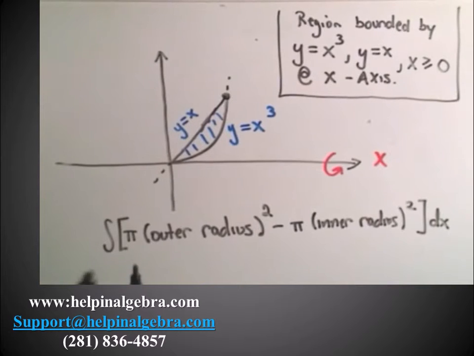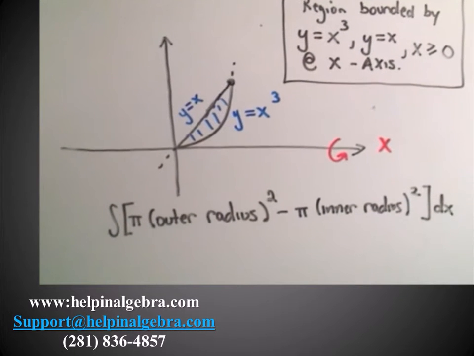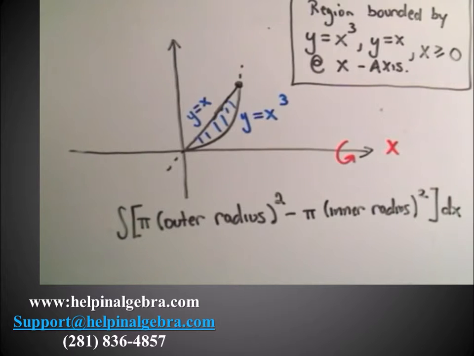And the formula we're going to use here, the way I like to think about it, is pi times the outer radius squared minus pi times the inner radius squared. So I'm going to do some variations on this one in some other videos as well.